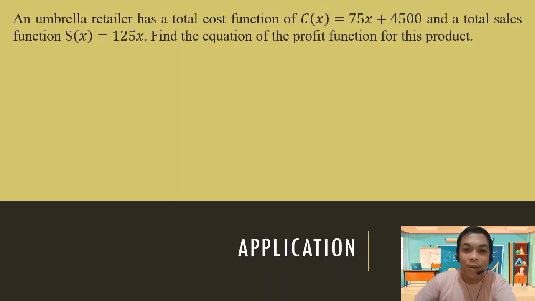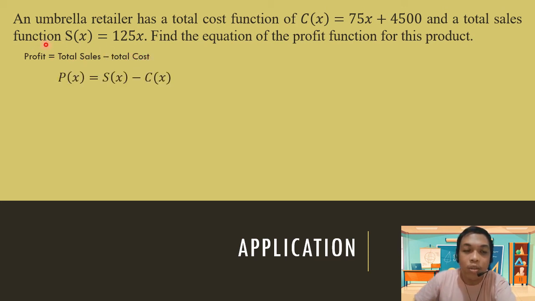Okay, now let us apply what we have discussed to this problem. An umbrella retailer has a total cost function of c of x is equal to 75x plus 4,500 and a total sales function s of x is equal to 125x. Find the equation of the profit function for this product. As we all know, when we talk about profit, to get it, we subtract the total cost from the total sales. So, profit is equal to total sales minus the total cost.